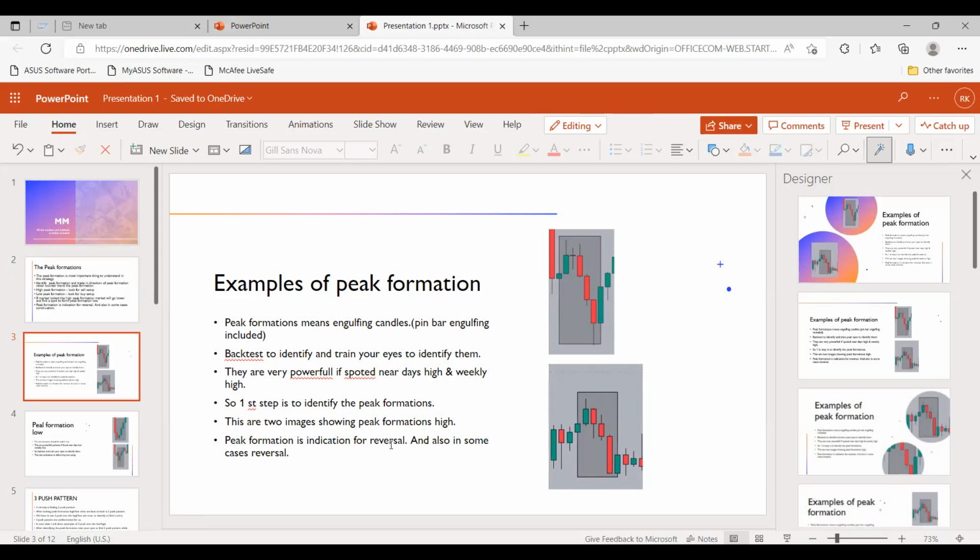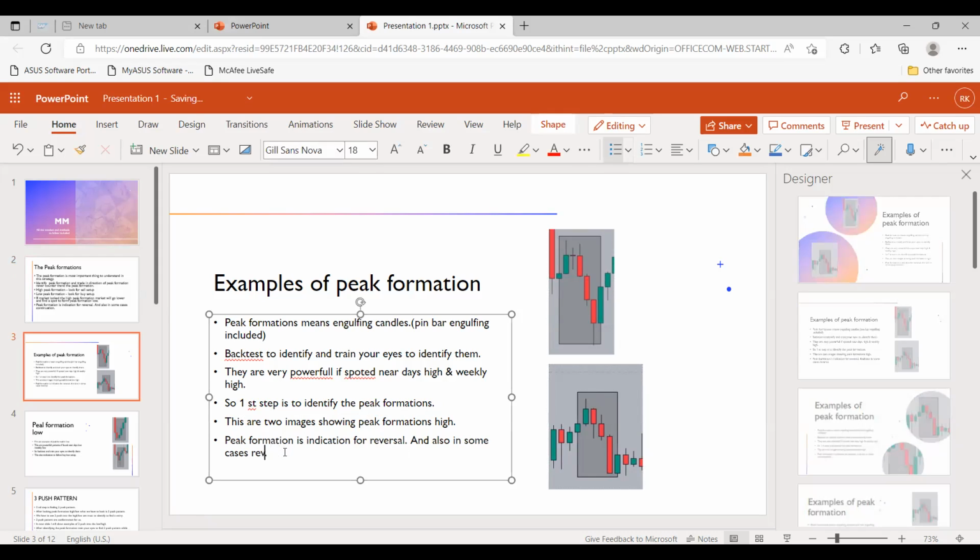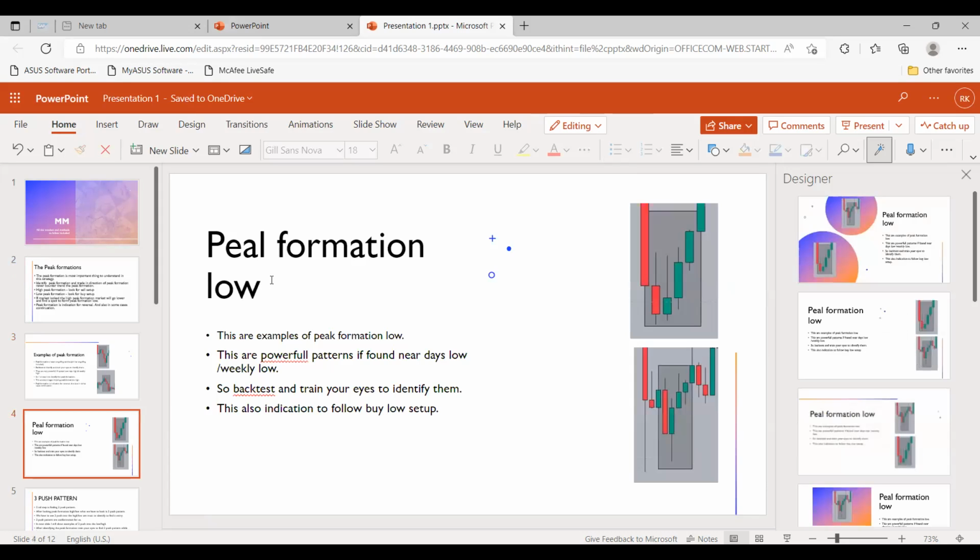Peak formation is an indication of reversal. Here also there is one correction: continuation, right? Sorry for that. Continuation. Now we have to see peak formation low patterns, right?